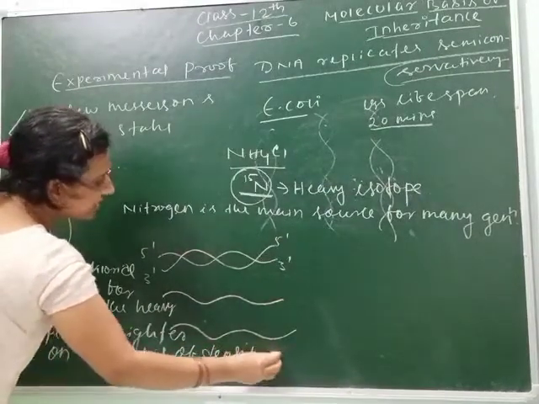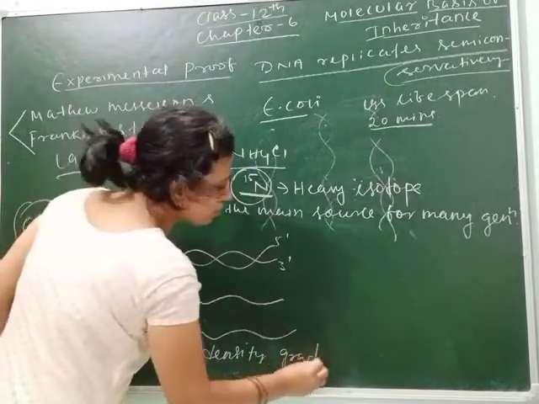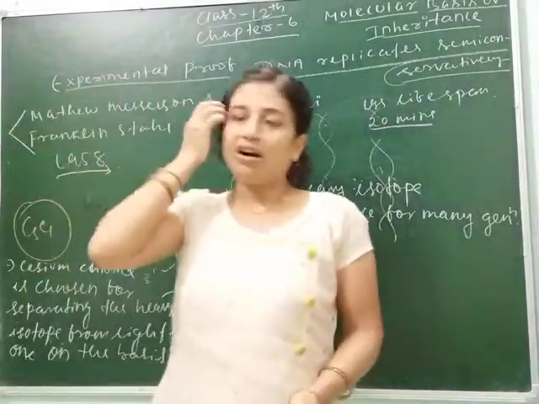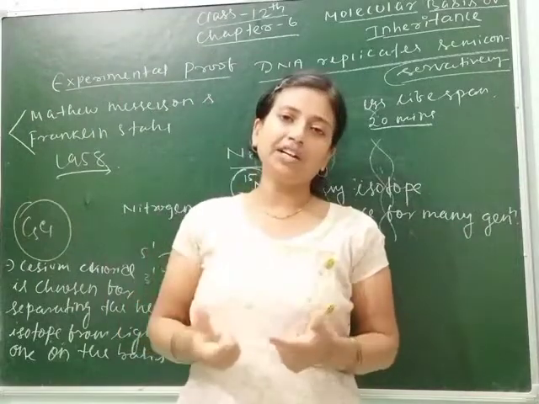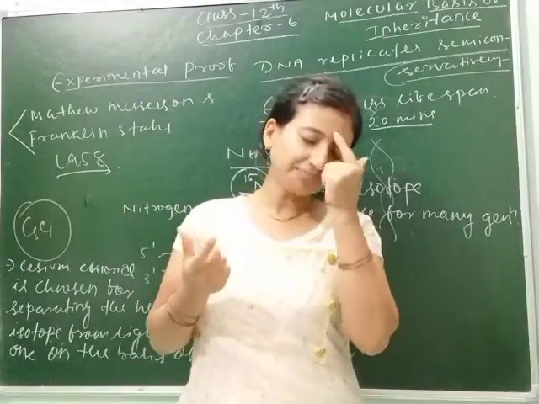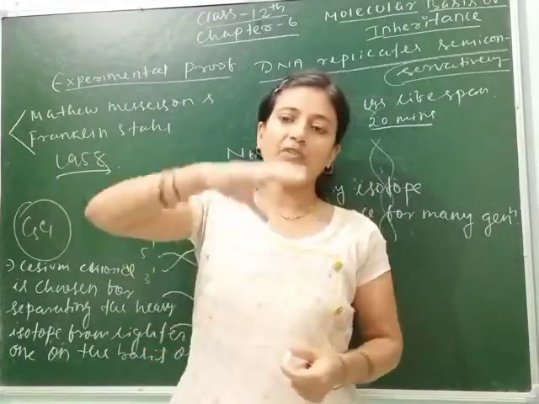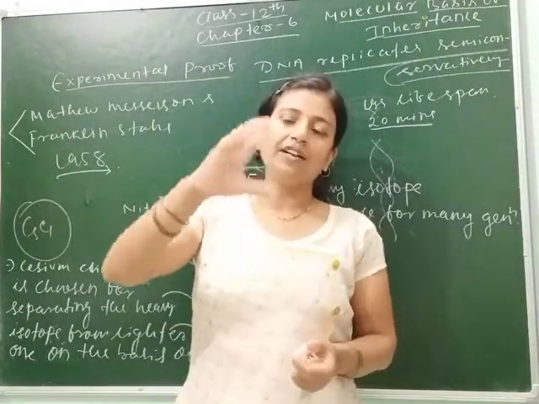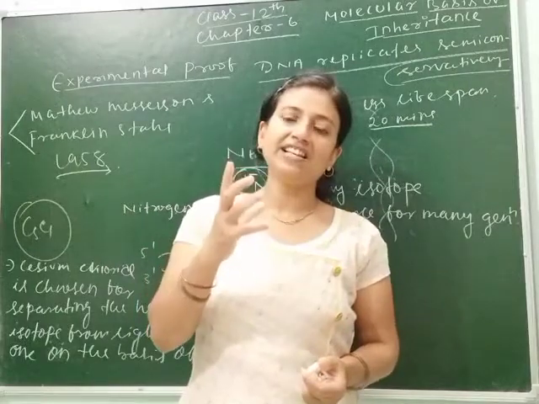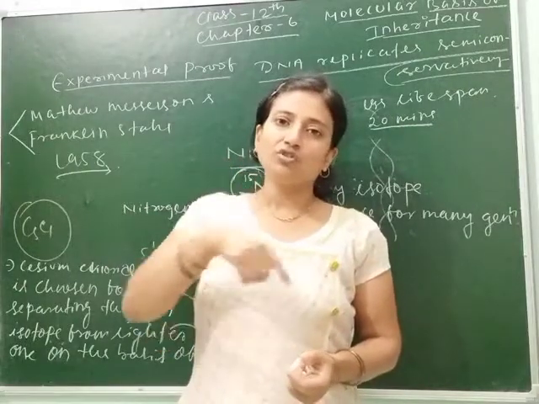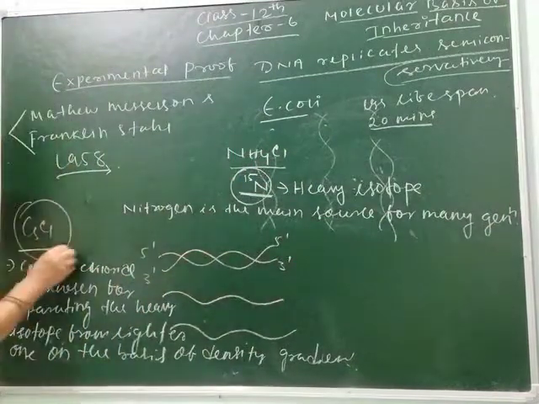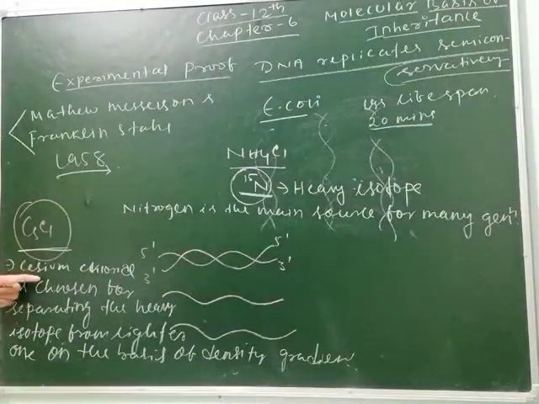As you know, what is density gradient? Suppose during centrifugation, or when you are extracting butter from curd, the butter comes upward, which is called your cream. The cream comes upward. Why? Because it has less density, or is lighter in weight. So through centrifugation, this cesium chloride helps in separating the heavy nitrogen from the lighter nitrogen.